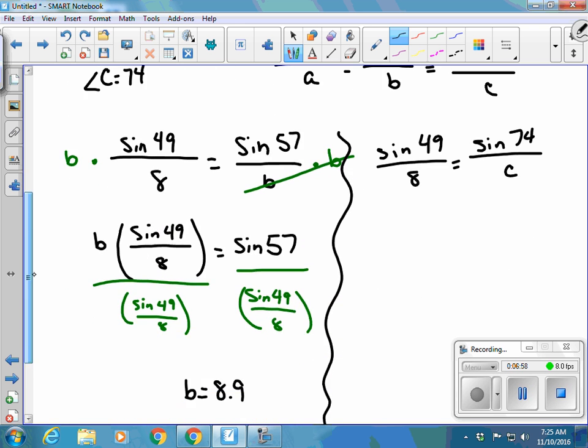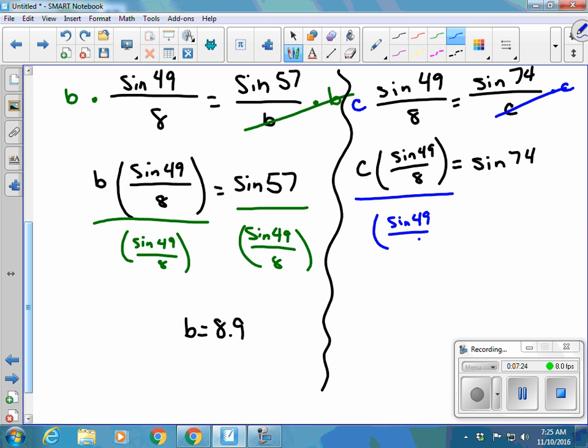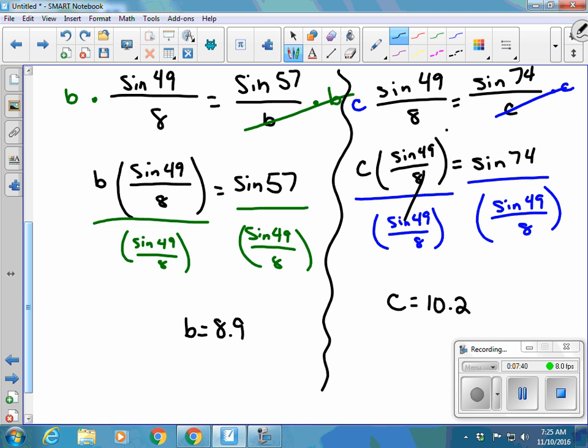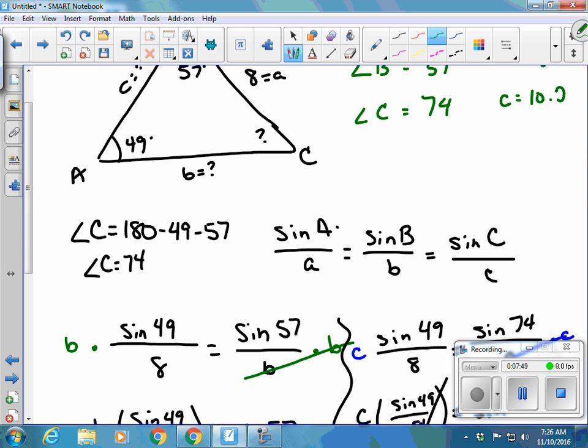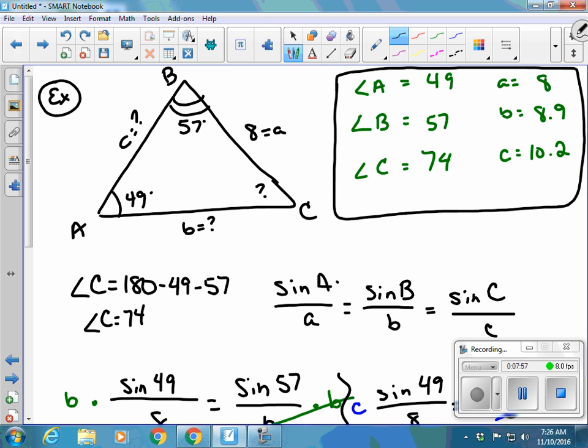Now, if I'm looking at this, it's basically the same setup. So I'm going to multiply by that c to both sides because it's going to cancel on the right. I now have c times sine 49 over 8 equals sine 74. Therefore, I'm going to divide by that sine 49 over 8 on both sides. And when I calculate that, I am going to get c equals 10.2. We know that these cancel and these cancel. So these are my final angles and side measures using the law of sines.